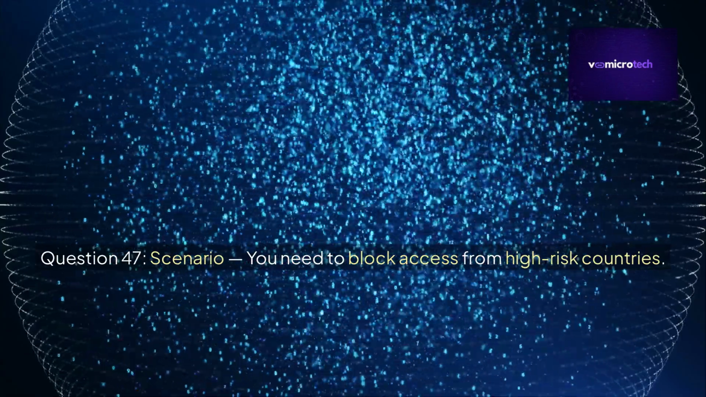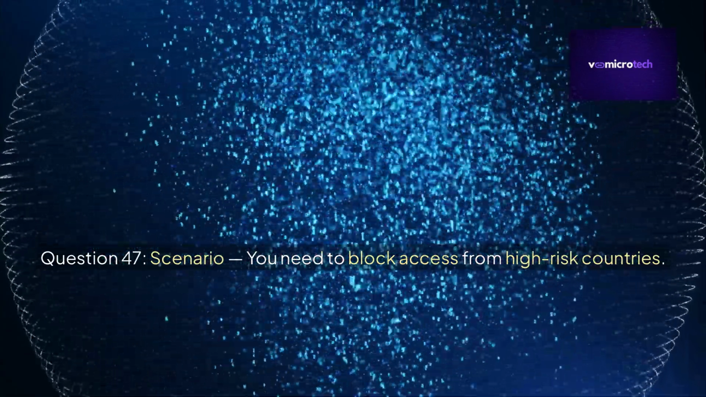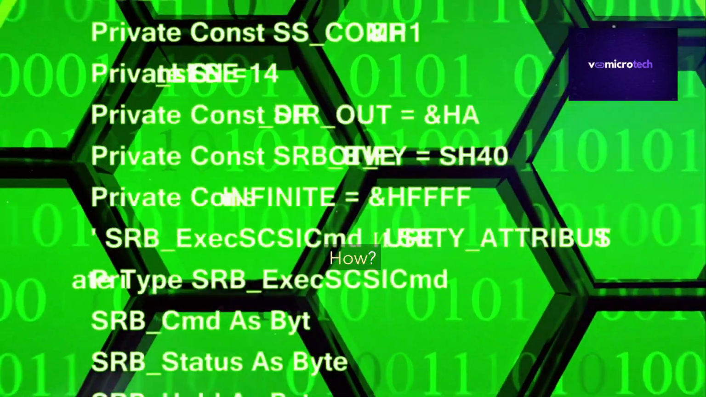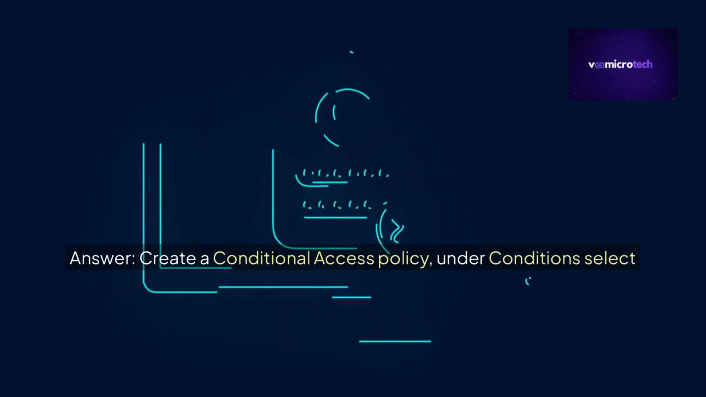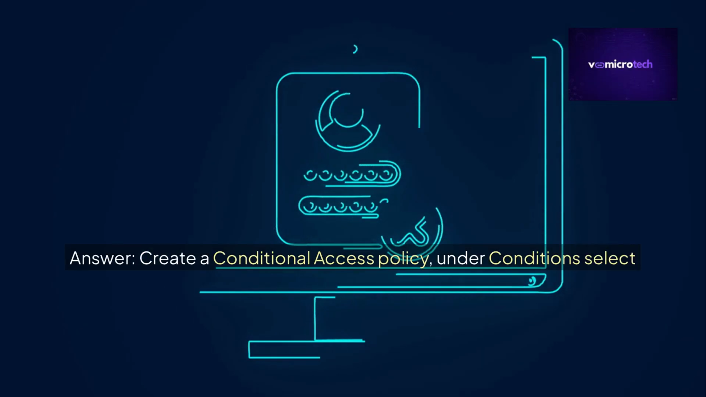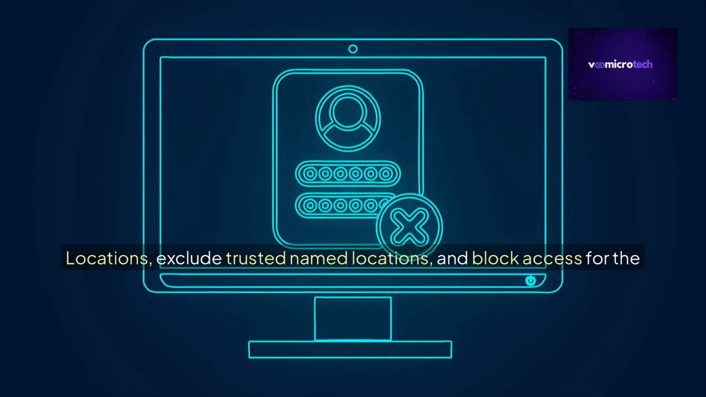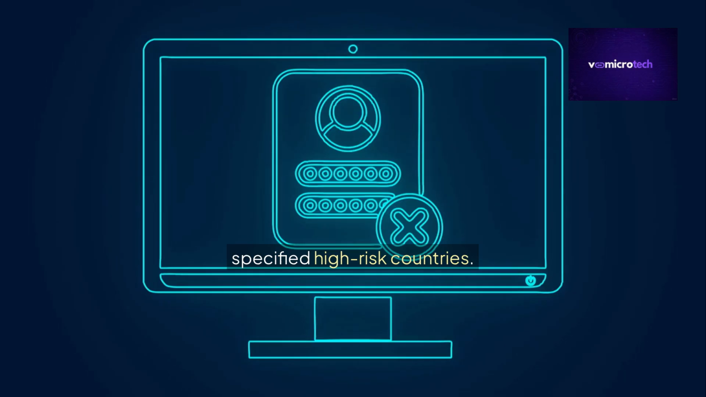Question 47. Scenario. You need to block access from high-risk countries. How? Answer. Create a conditional access policy. Under conditions, select locations, exclude trusted named locations, and block access for the specified high-risk countries.